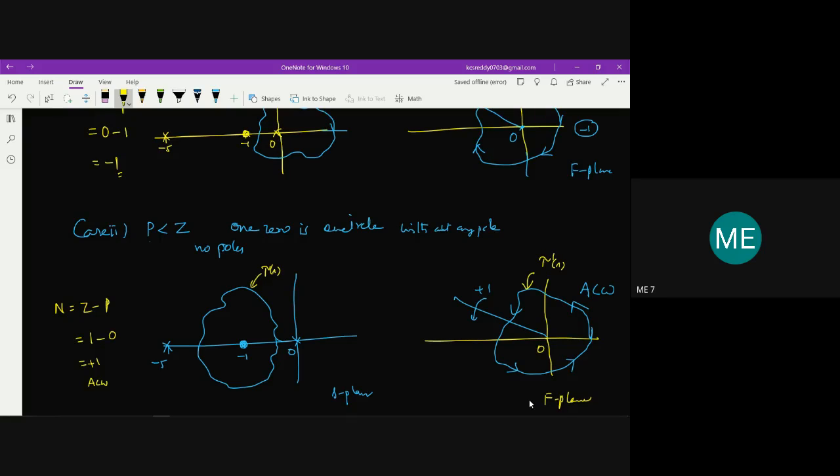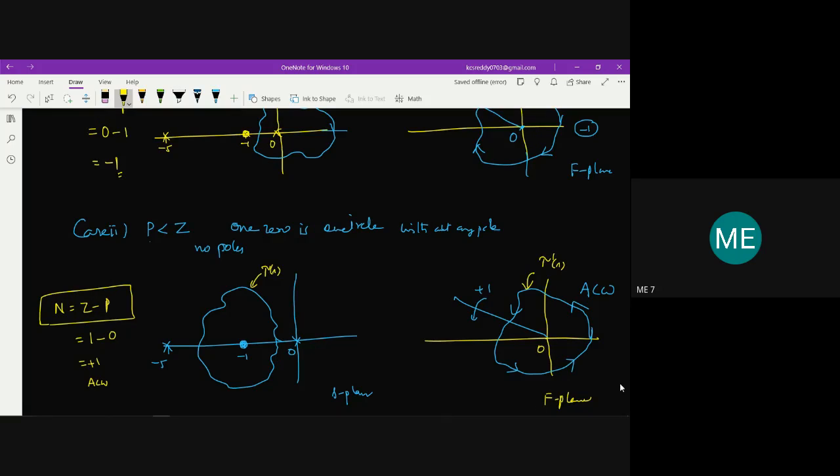How can this mapping be explained? This is the S plane to the F plane. Based on the condition N is equal to Z minus P, we can get to know how the arbitrary path, which is not an exact path, is going to be encircled about the origin.